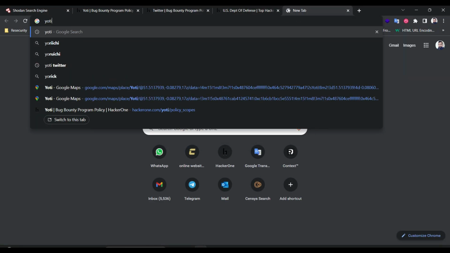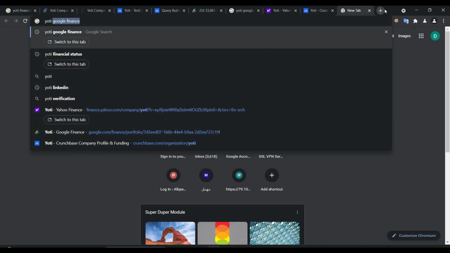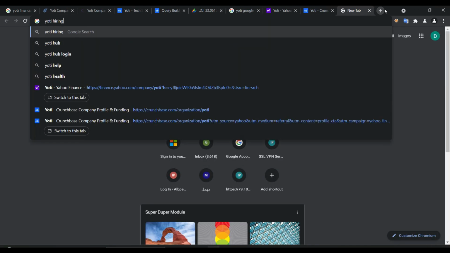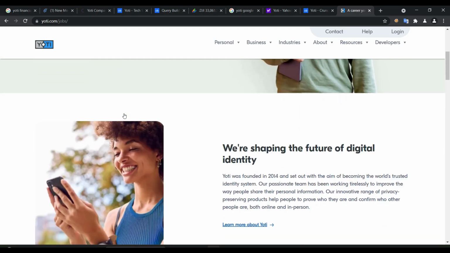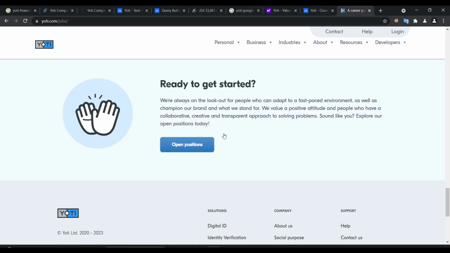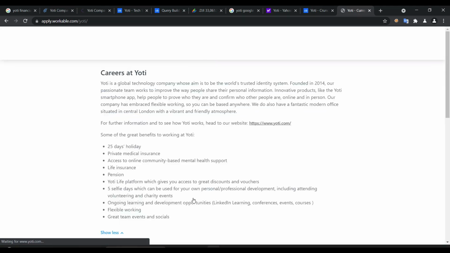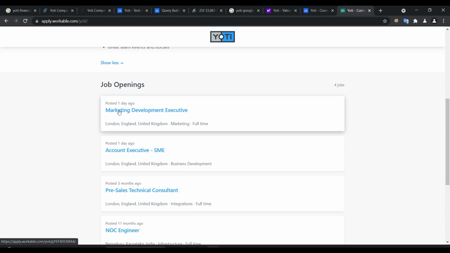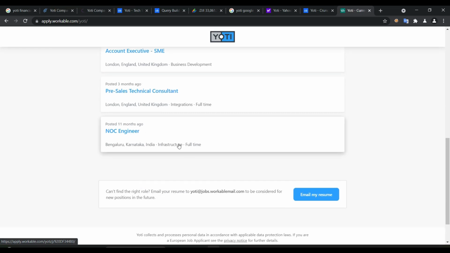Yoti, oh, not here, let me go to my test tab. Yoti, hiring, career, jobs. So here we can identify that they want to hire some people. Ready to get started, open positions. So they need marketing development executive, account executive, pre-sales, and an OC engineer, with the location as well.